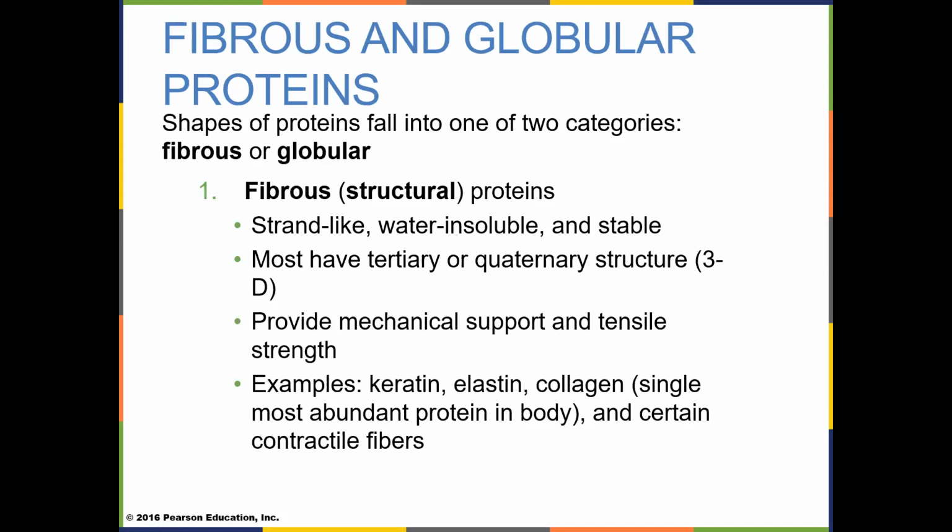Examples are keratin, the waterproofing in our skin, the elastic fibers in our skin, collagen, and the contractile fibers, actin and myosin, that show up as protein in our skeletal muscle, smooth muscle, and cardiac muscle. These are the fibrous proteins. They are very stable and very strong. They can take a lot of punishment. They can survive changes in temperature and pH very easily. They're very important to us.